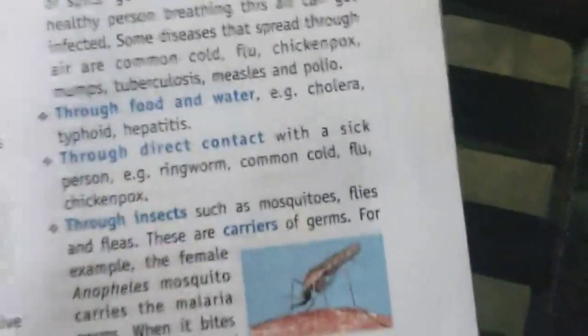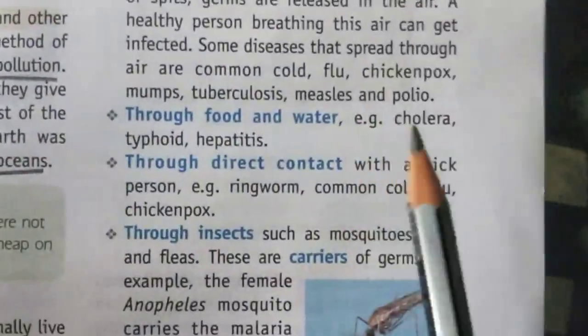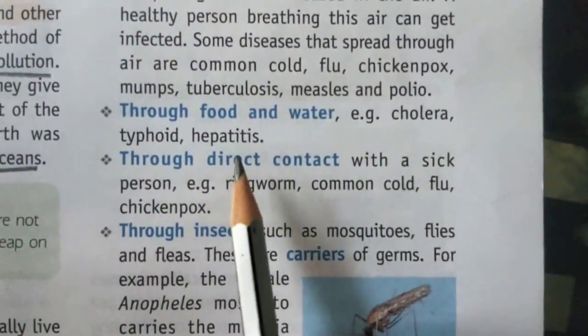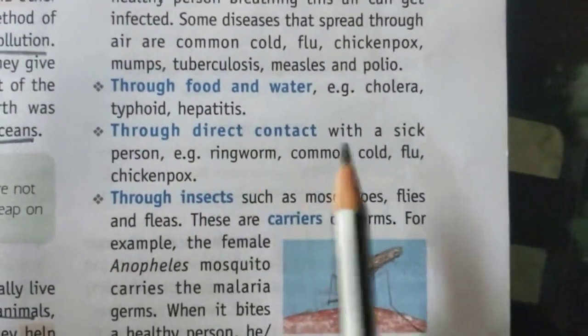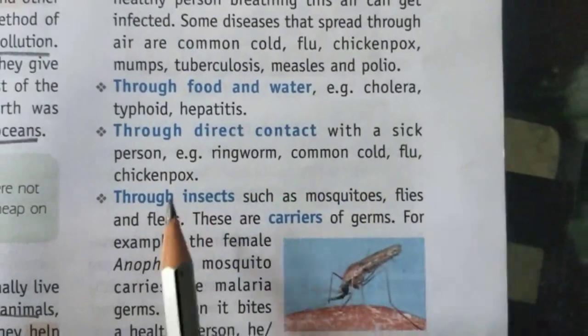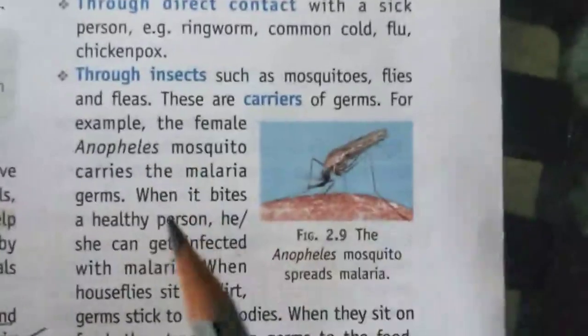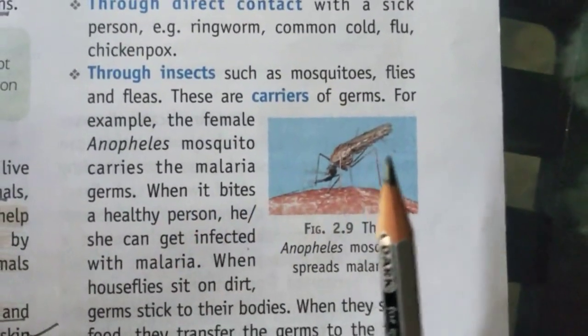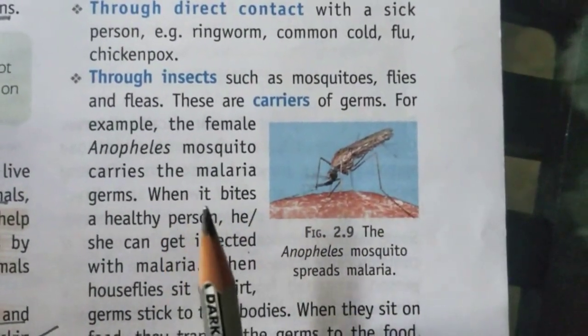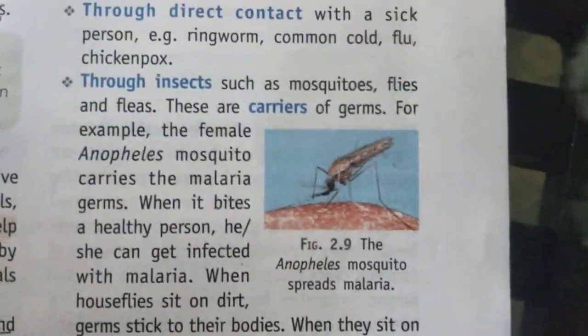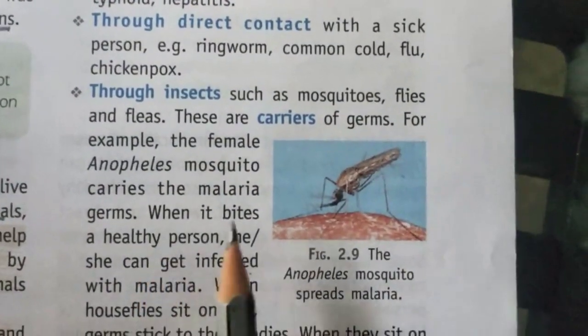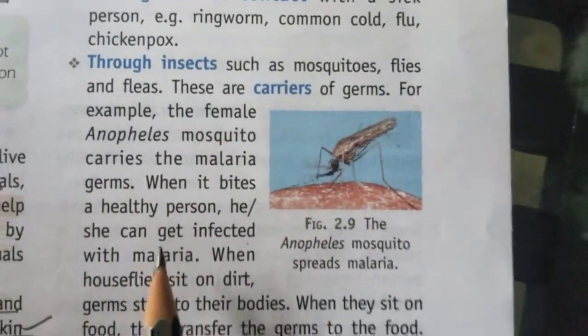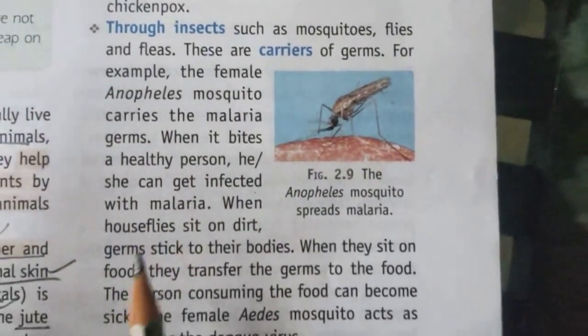Through food and water: cholera, typhoid, hepatitis. Through direct contact with a sick person: ringworm, common cold, flu, chickenpox. Through insects such as mosquitoes, flies and fleas. These are carriers of germs. For example, the female Anopheles mosquito carries the malaria germs. When it bites a healthy person, that person can get infected with malaria.